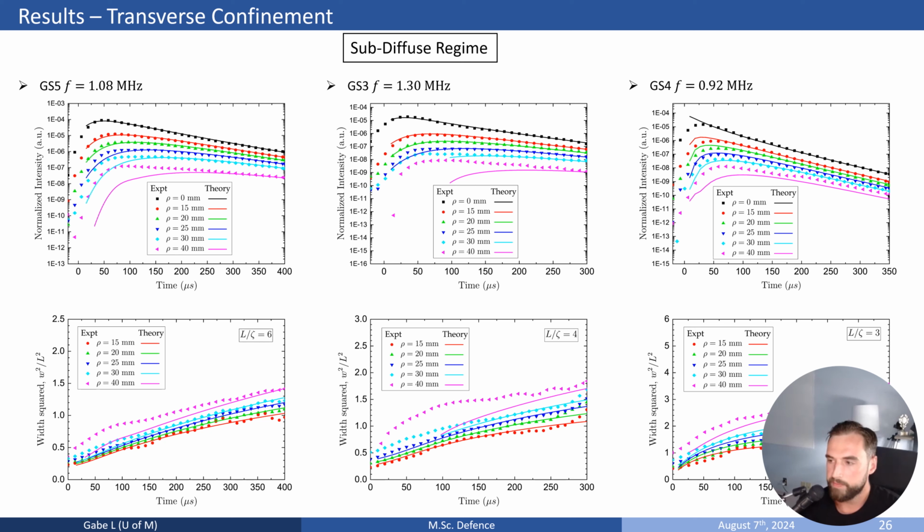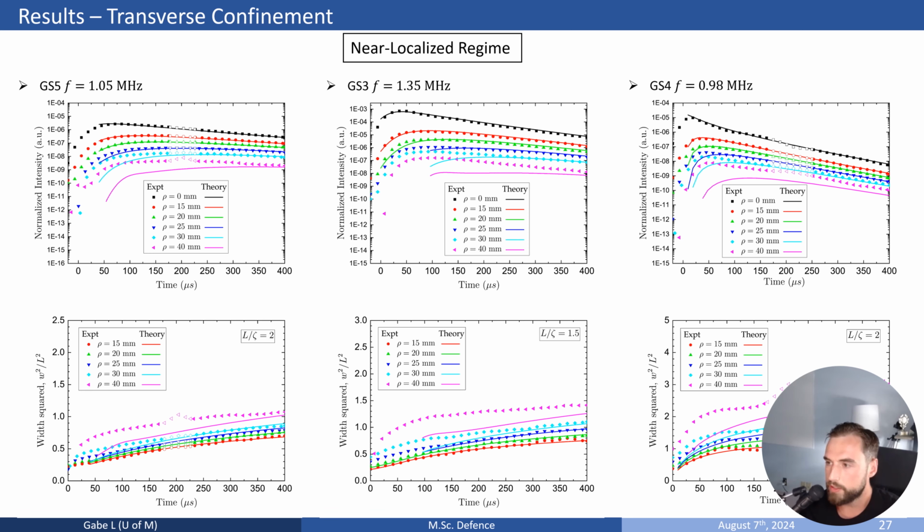As we continue on to the near localized regime, we are even more localized, and so the width squareds bend over even more, which means the diffuse halo is slowing down again, which is characterized by these L/X values here at the top right of each subplot on the bottom row.